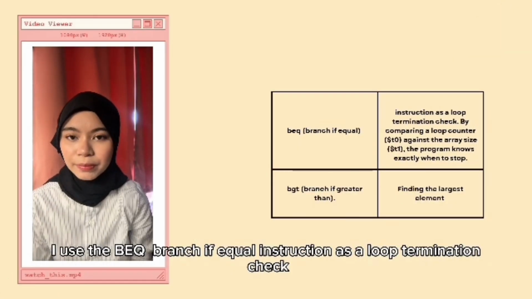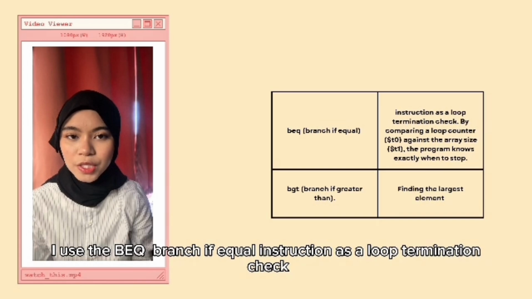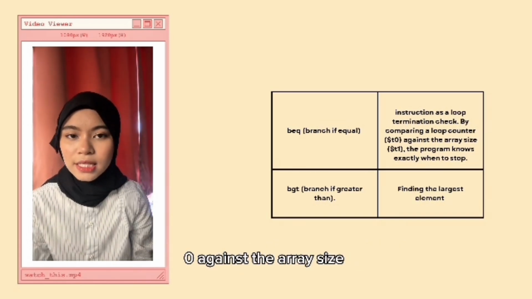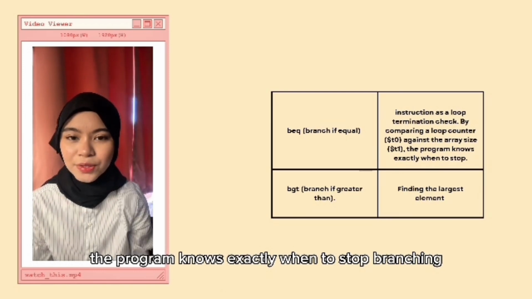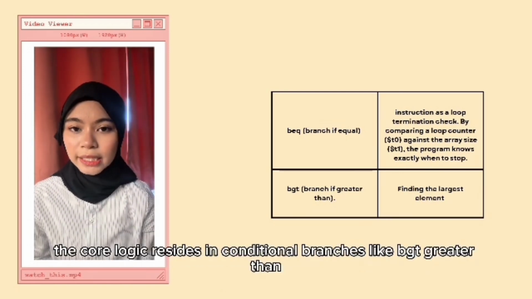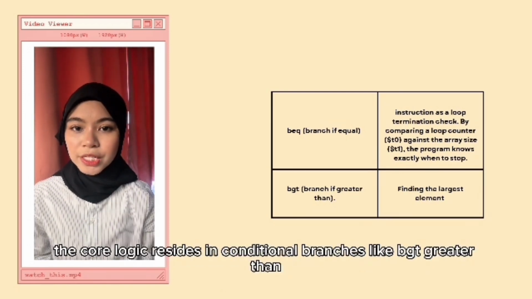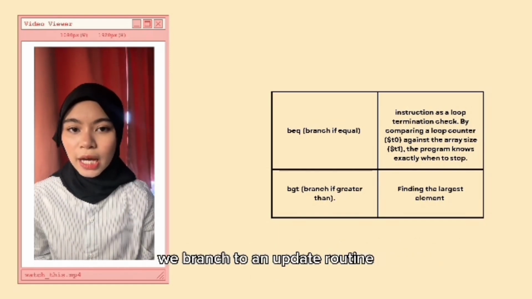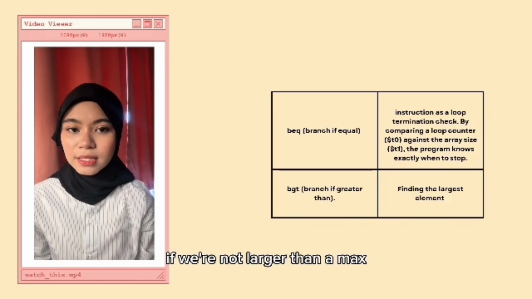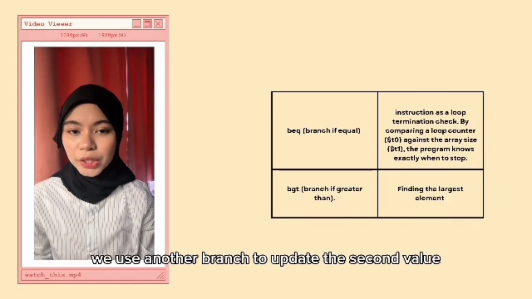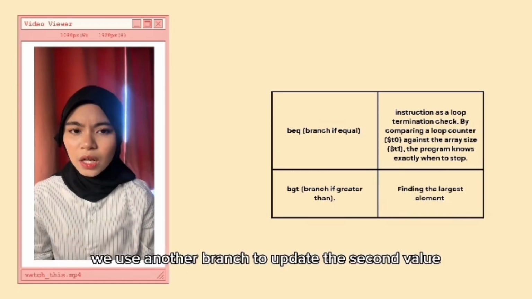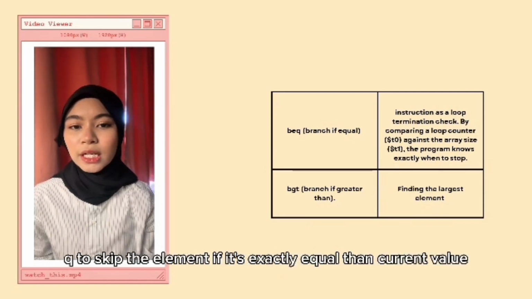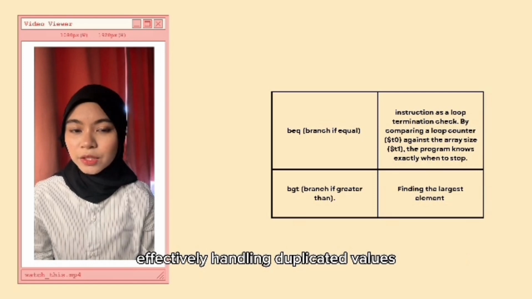For looping, I use a BEQ (branch if equal) instruction as a loop terminator. By comparing a loop counter $t0 against the array size $t1, the program knows exactly when to stop. Branching: the core logic resides in conditional branches like BGT (branch if greater than). If the current element is larger than our current max, we branch to an update routine. If it's not larger than the max, but larger than the second max, we use another branch to update the second value. We also use BEQ to skip the element if it's exactly equal to the current largest, effectively handling duplicated values.